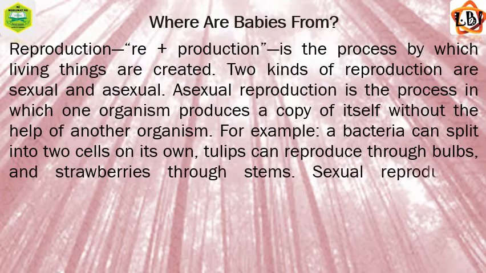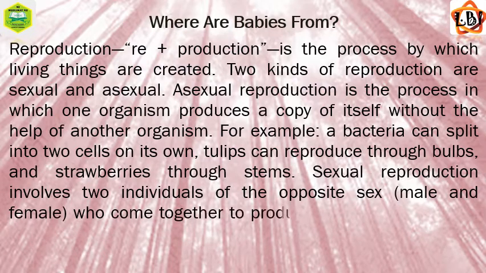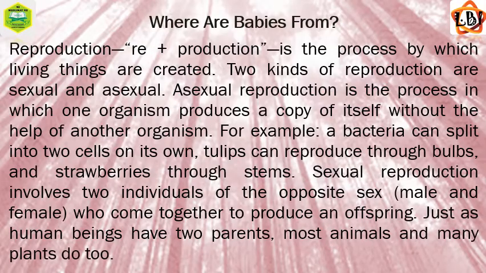Sexual reproduction involves two individuals of the opposite sex, male and female, who come together to produce an offspring. Just as human beings have two parents, most animals and many plants do too.